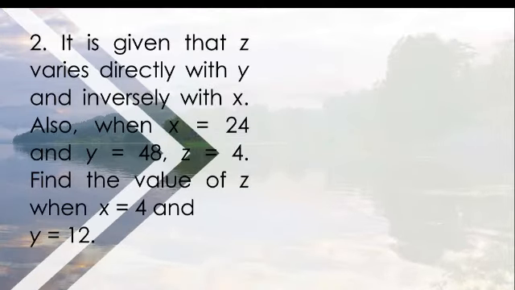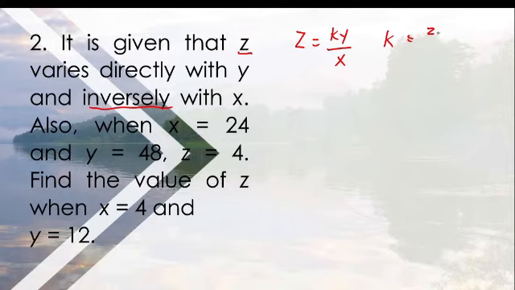It is given that Z varies directly with Y and inversely with X. Okay, so this is an example of combined variation. So, kopya, yung unang given, yung unang variable that will be isolated equal to directly with Y. So, K, Y, and inversely with X. O, tsaka tayo mag-over kapag may inversely na.